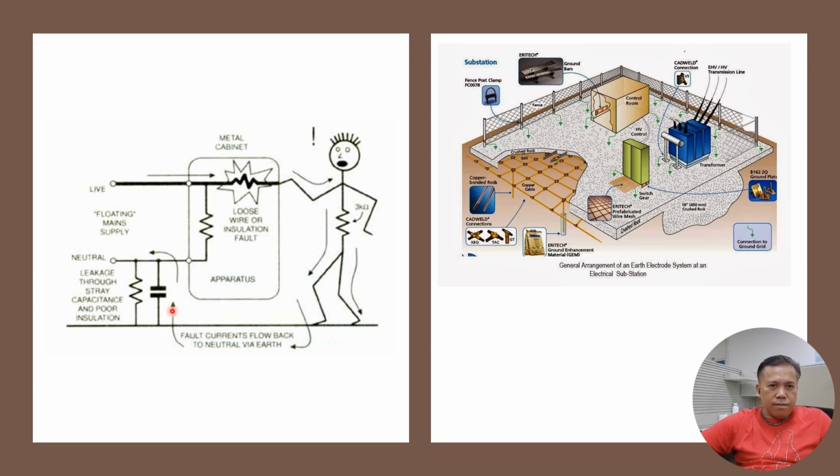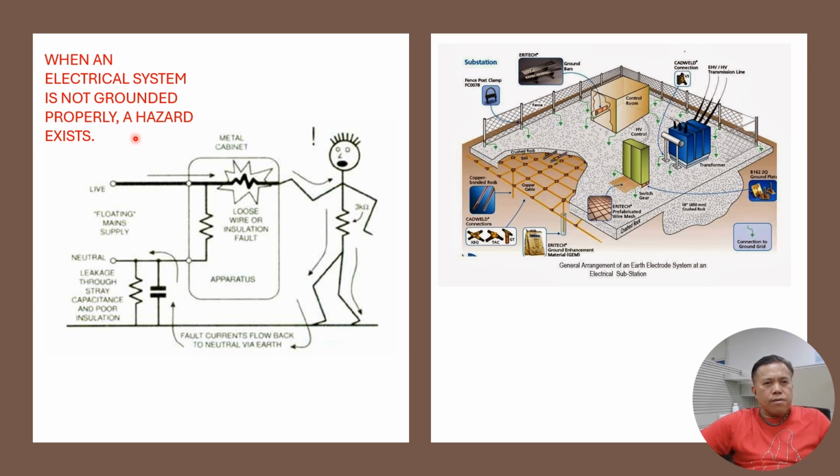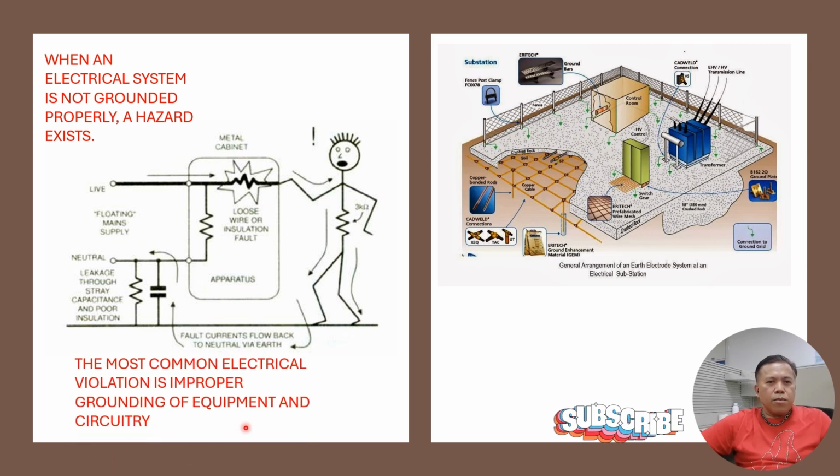So you can see here, this is a sample of how they get electrocuted, and this is our sample of earthing protection. This is the earth rod, this is the bare copper. When an electrical system is not grounded properly, a hazard exists. The most common electrical violation is improper grounding of equipment and circuits. So if not grounded properly, of course, this person here is getting electrocuted.